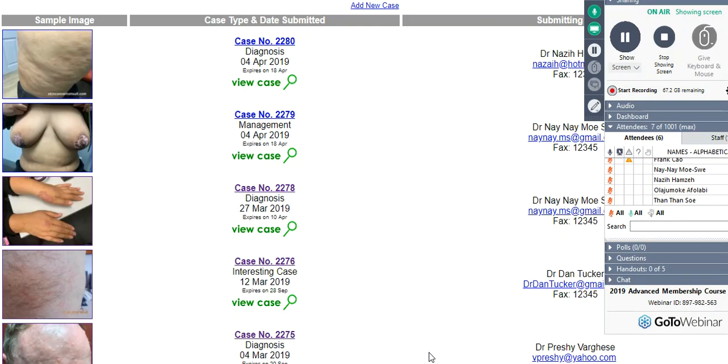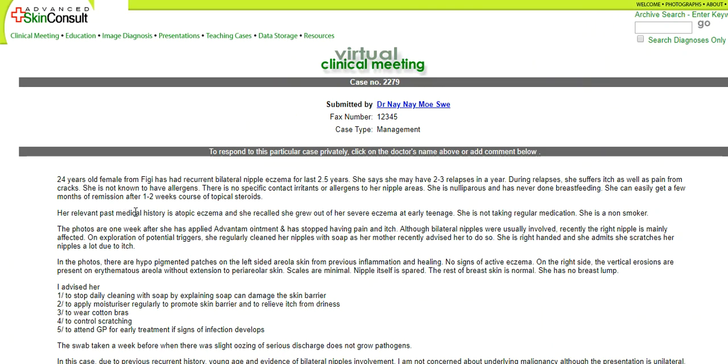Okay, let's look at your next case here. 24-year-old female from Fiji, recurrent bilateral nipple eczema for the last 2.5 years. 2 or 3 relapses a year. She gets itch, pain from the cracks, no allergens. Nulliparous, never had breastfeeding, but she can get a few months remission after 1 to 2 weeks of topical steroid.